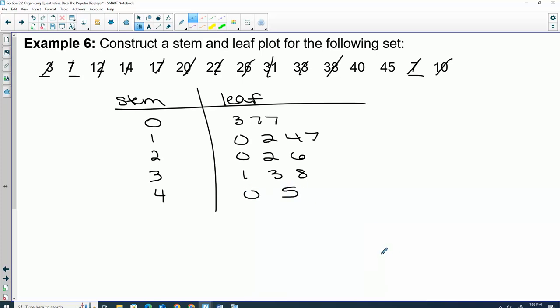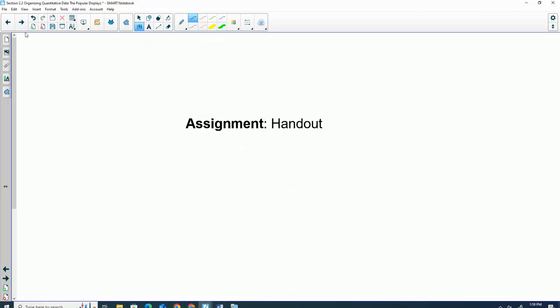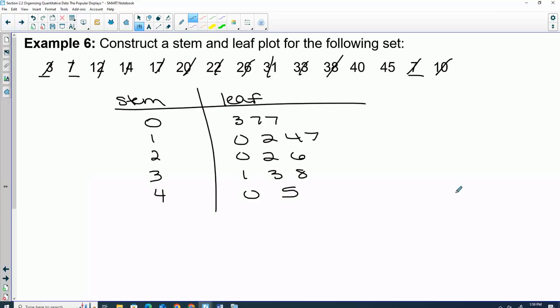All right, is that okay? Better? Oh, yeah. Okay. Did I say I didn't ask for the shape, but I could have. It's skewed right.